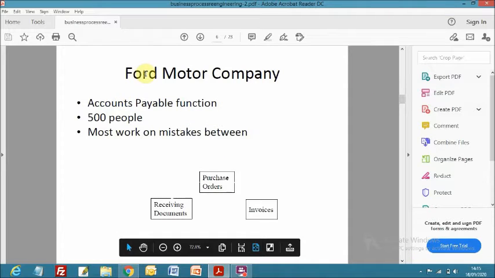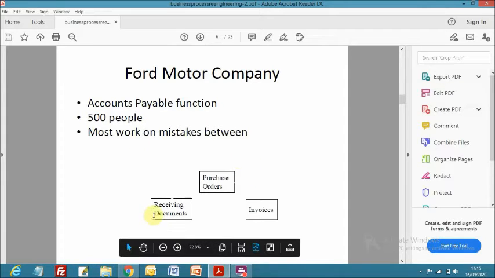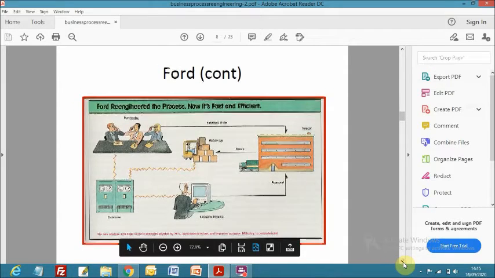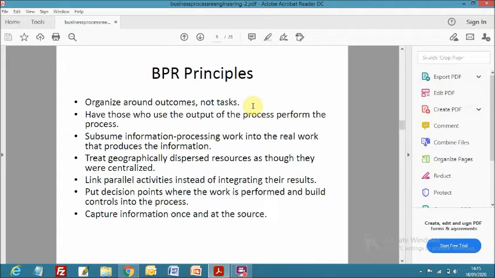If we take the example of Ford Motor Company, in the accounts payable function, 500 people mostly worked on mistakes between receiving documents, purchase orders, and invoices. Business process reengineering principles are organized around outcomes, not tasks. If we talk about BPR, the objectives will be the outcomes. What will be the outcome of a particular task, not the particular task, the whole outcome. We'll talk about the complete outcome.